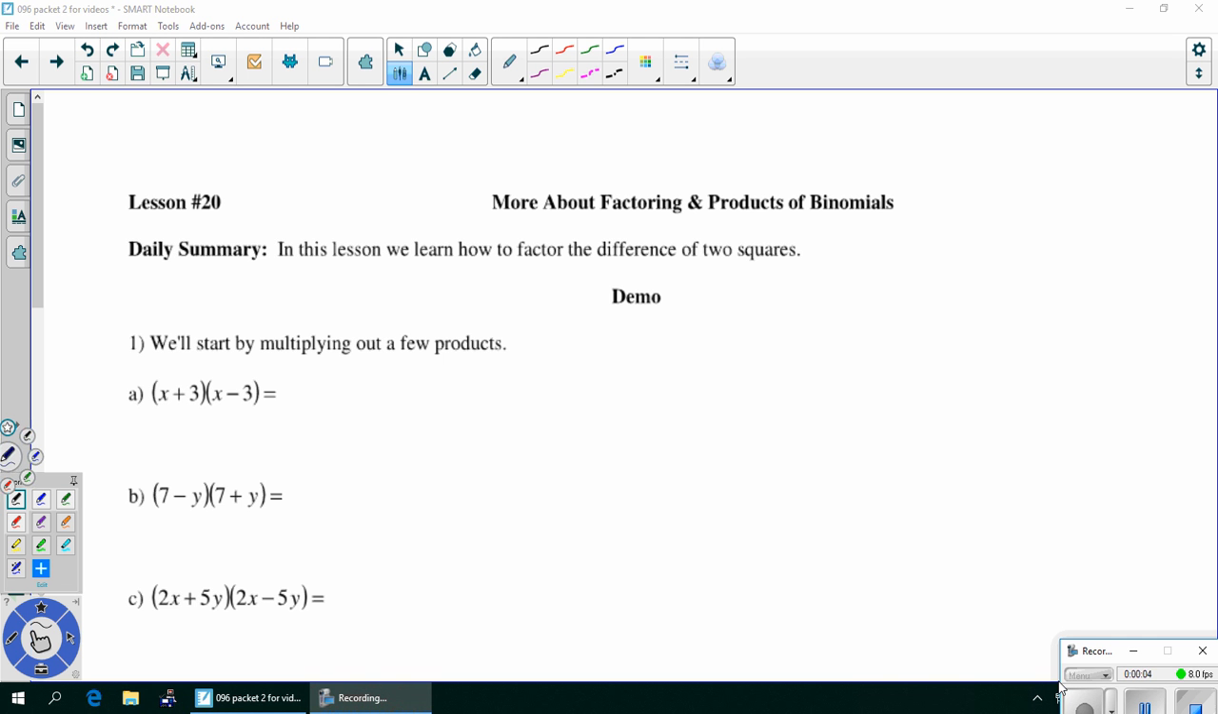Lesson number 20, daily summary. In this lesson, we learn how to factor the difference of two squares. We'll start by multiplying out a few products.